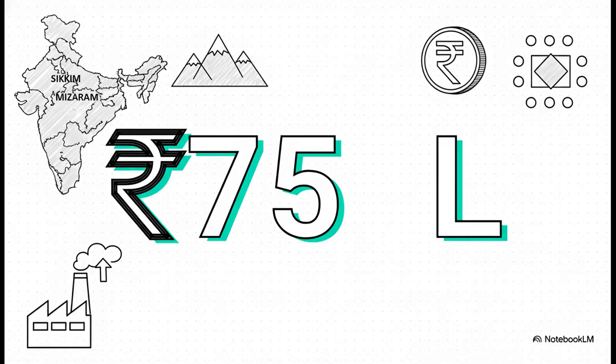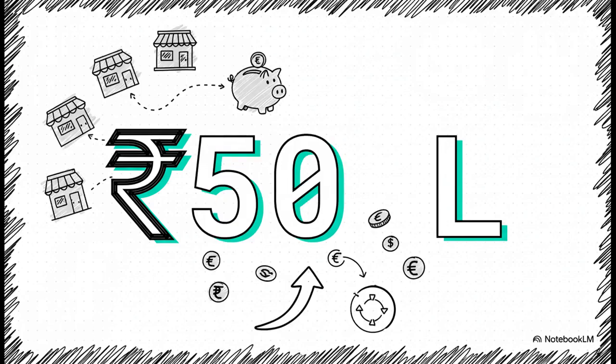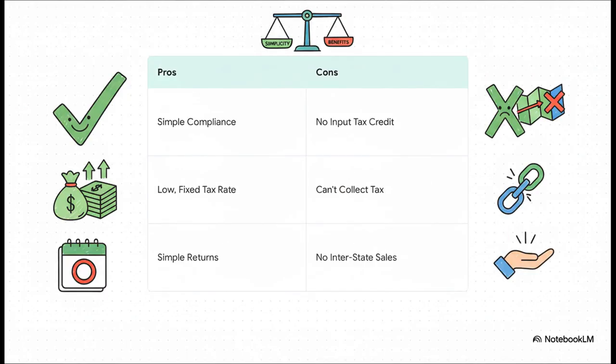But that limit isn't the same everywhere. For some special category states like Sikkim, Mizoram, and Tripura, the threshold is a bit lower. It's set at 75 lakh rupees. And hey, what about service providers? They aren't left out. There's a similar option for them too, as long as their turnover was up to 50 lakh rupees in the previous year. So, you might be thinking, what's the catch?